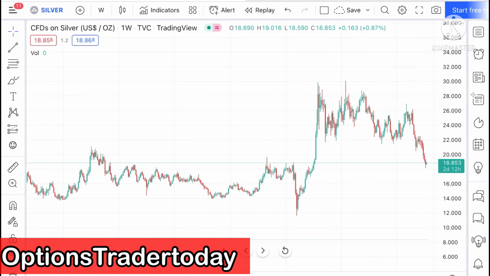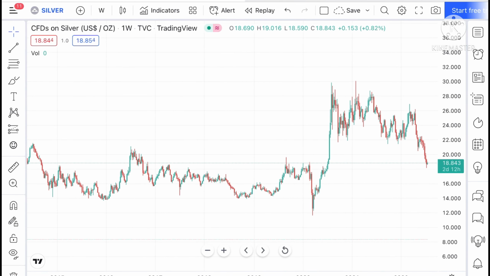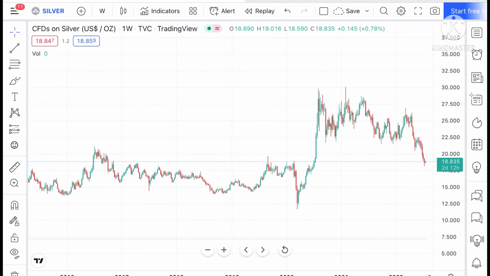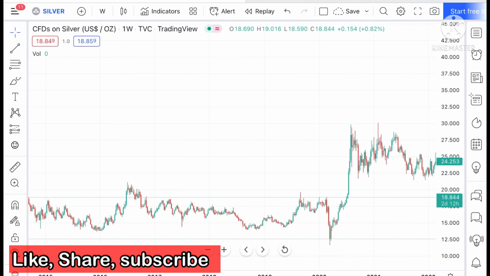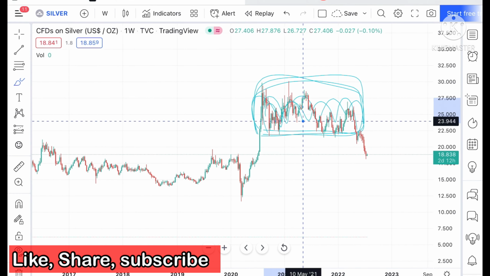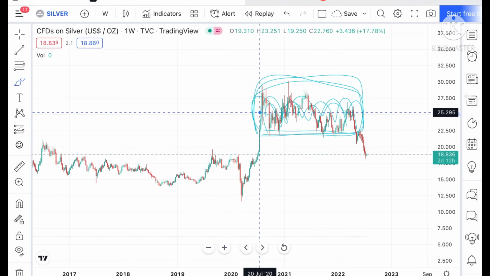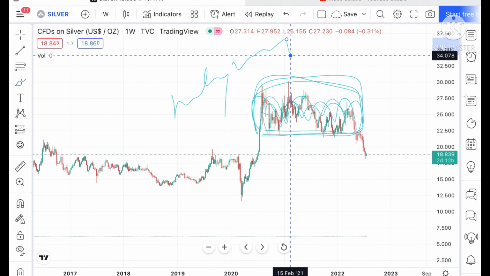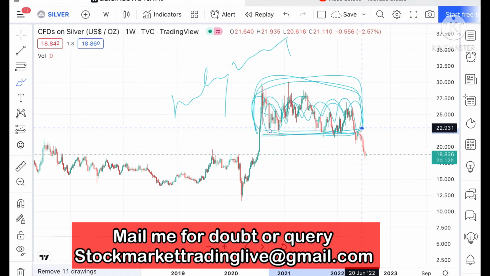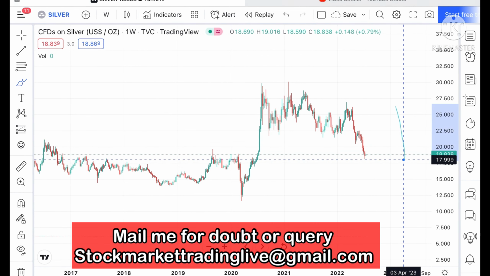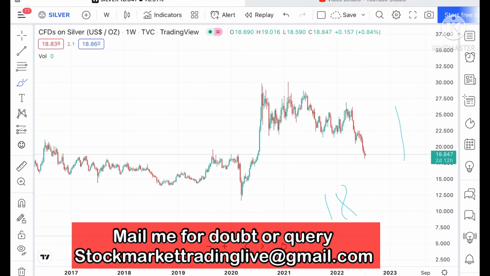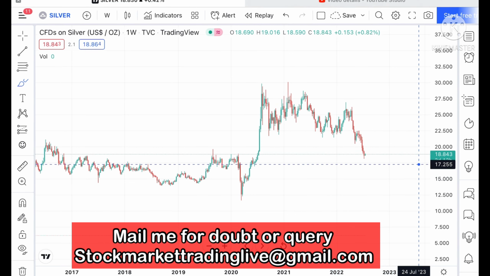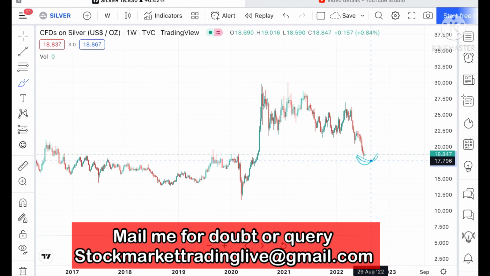So today in this video I will explain how the silver price has moved in the first 2 weeks of July and how it can move in the next 2 weeks of July. If you look at the chart of silver, there is a continuous downfall. It was moving in this particular zone for quite some time, from July 2021. After this range broke downside, it made a low of around $18.066.